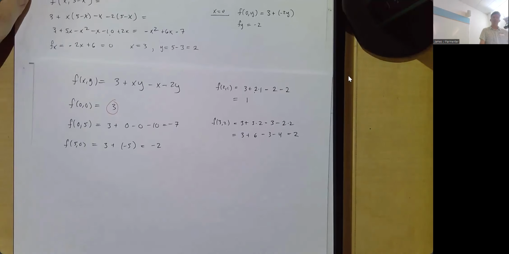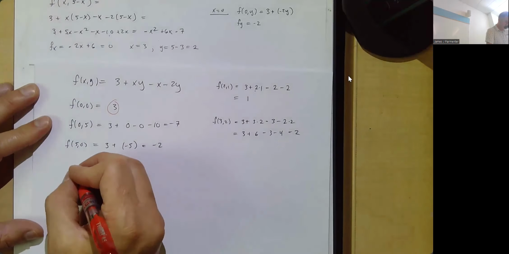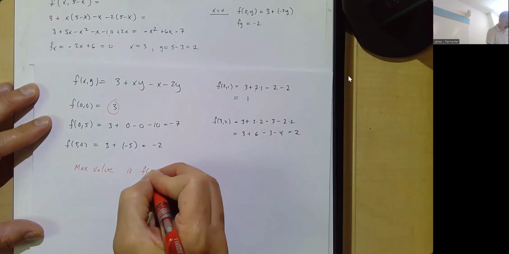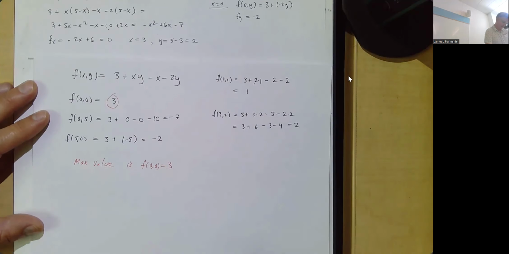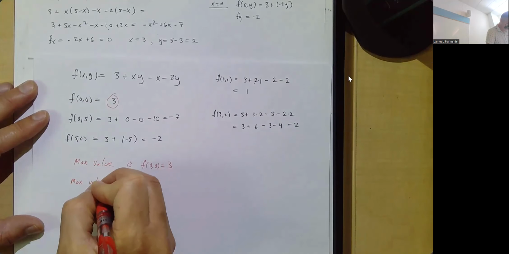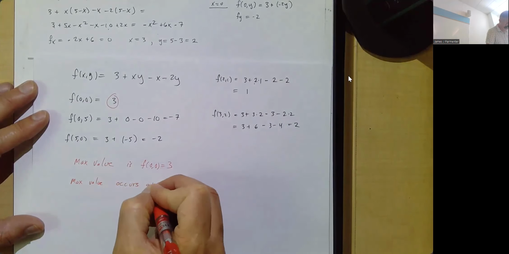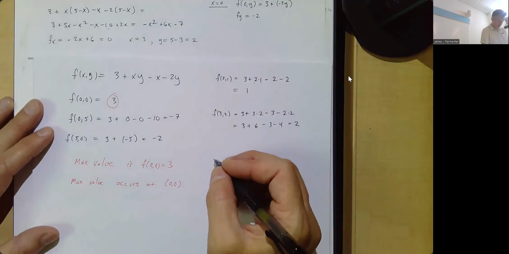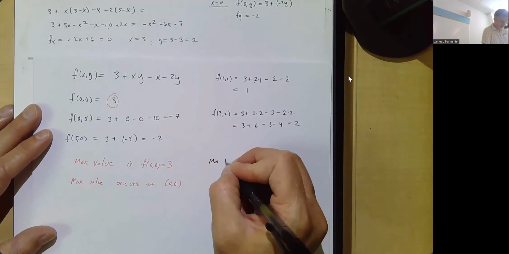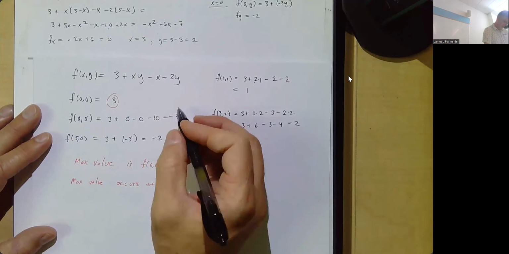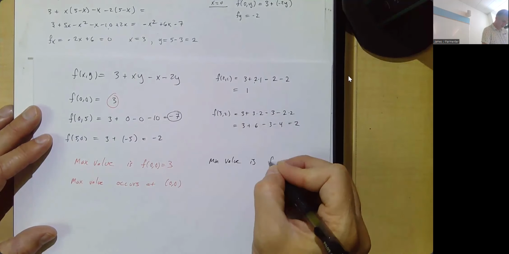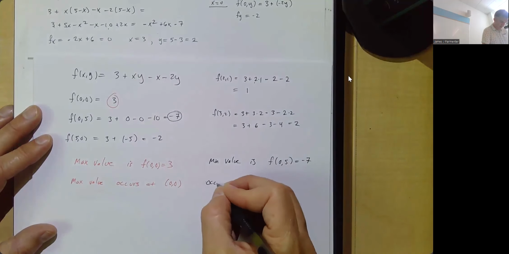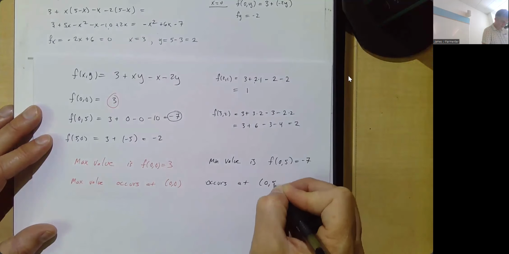So again, be careful how you answer this question. I would say the maximum value is f of 0, 0 equal to 3. The maximum value occurs at the point 0, 0. Same deal over here for the minimum. The minimum value is negative 7. So f of 0, 5 equal to negative 7. The minimum value occurs at 0, 5.